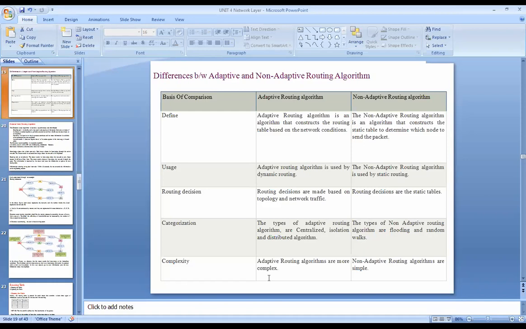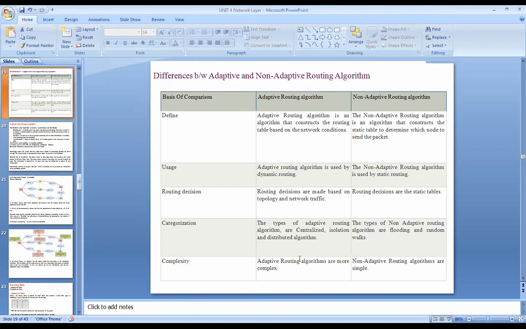The last point is complexity. Adaptive is more complex. Non-adaptive is simple, because it is static and a dedicated connection is there. If there is no dedicated connection, any packet may be lost in between. It may reach in time or out of time. That has to be considered in the difference between adaptive and non-adaptive routing algorithms.